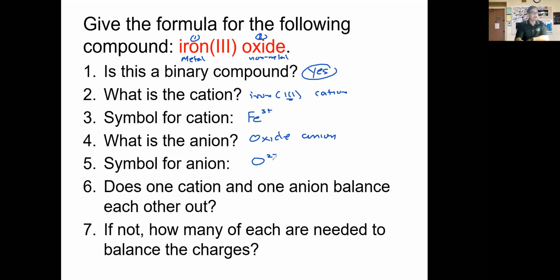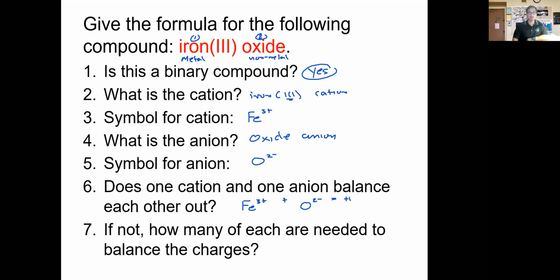So the question then is, will the charges balance out? If we have an iron that has a 3+ charge and an oxide that has a 2- charge, will they balance out? No, obviously not, because +3 and -2 does not equal 0. That's going to give us a net charge of +1. So that won't work. One iron and one oxide will not balance each other out.